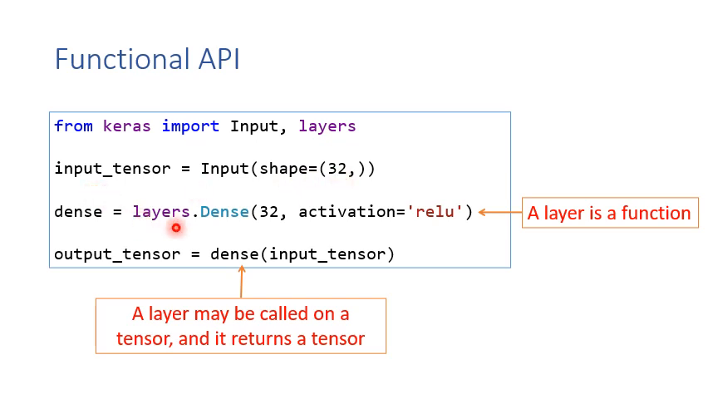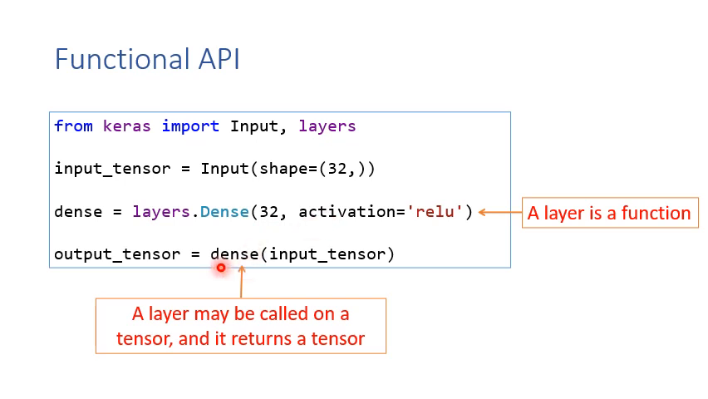Then we use the layer as a function. Now a layer is a function. So we create a dense function by calling the layers.dense, right? And we define the output dimension and the activation function.